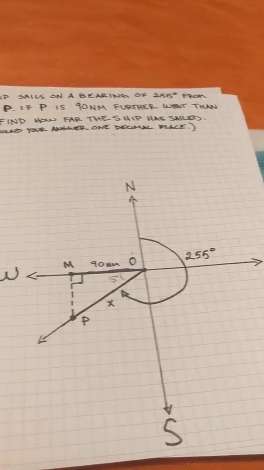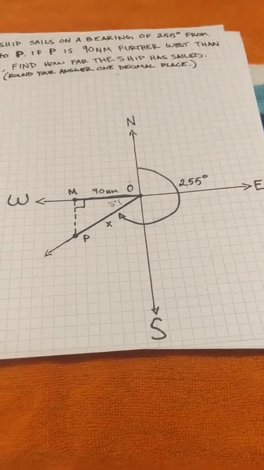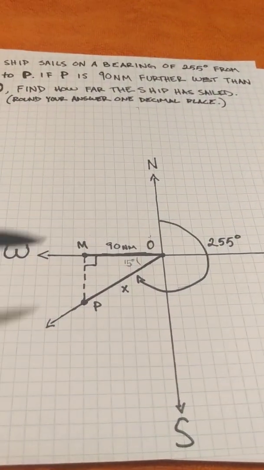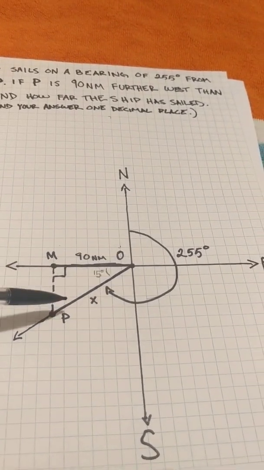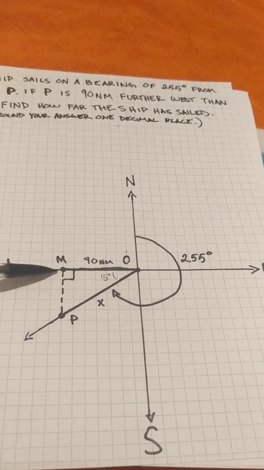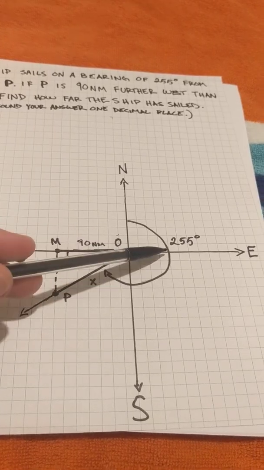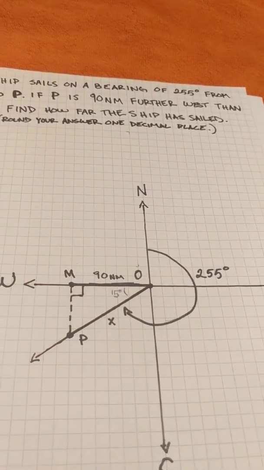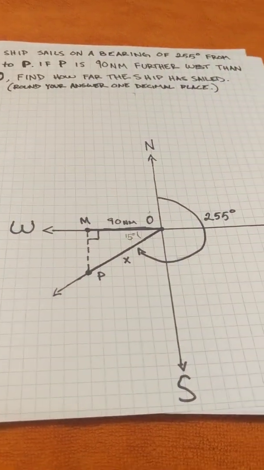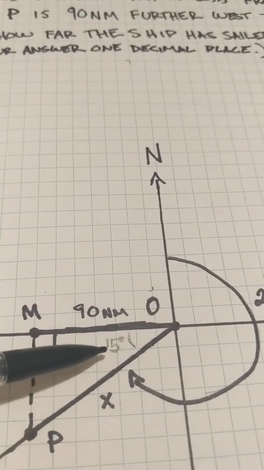So first, now that we have everything loaded on our diagram here, and we have a picture, we can now find the angle of MOP. And the way to do that is you're going to want to take 270 degrees, which is all the way around to here, and minus the bearing from that, which is 255 degrees. And once you subtract that, you're left with 15 degrees. And that's labeled right there, 15 degrees on the inside.